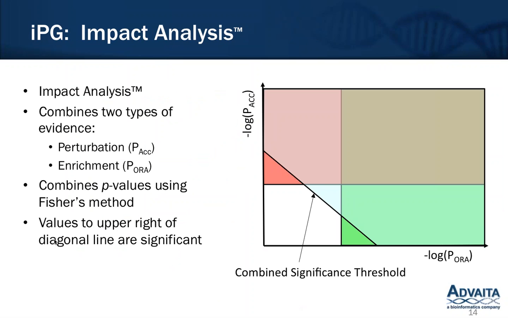And let me give you a real world example here in just a second. But when we plot the scores, we use the overrepresentation analysis or enrichment on the horizontal axis, and then we plot the perturbation on the vertical axis. And these two forms of evidence, if they're both significant, you'll end up with pathways in this top right corner, and those are the ones that are going to give you the most significant results.